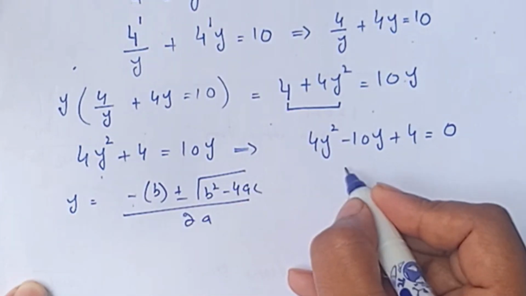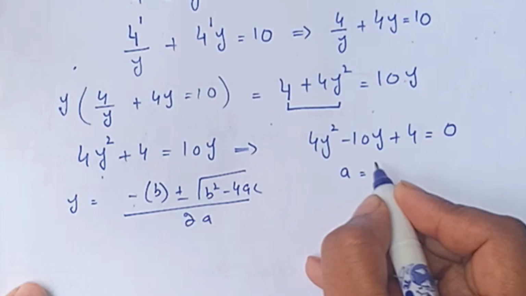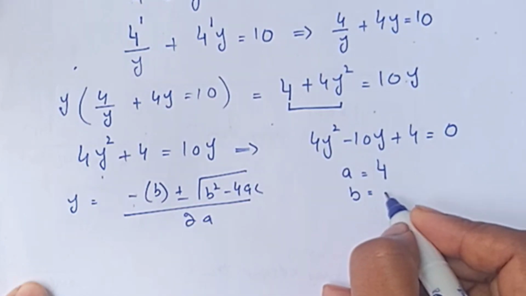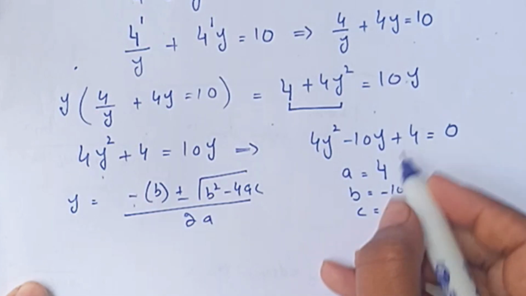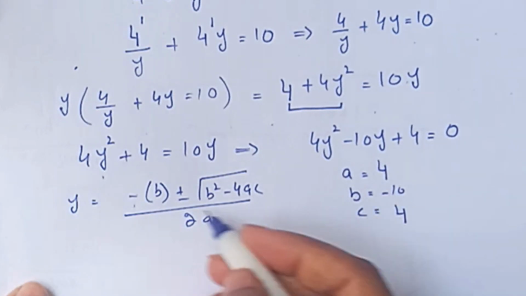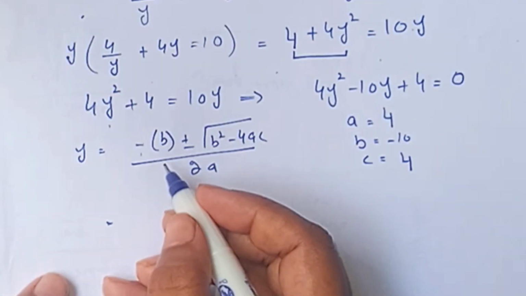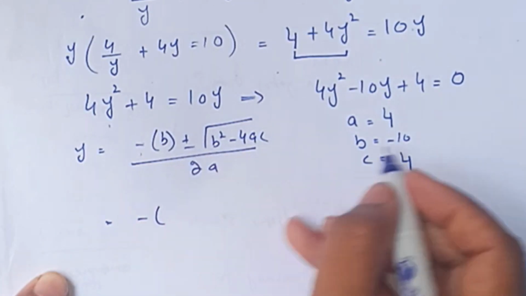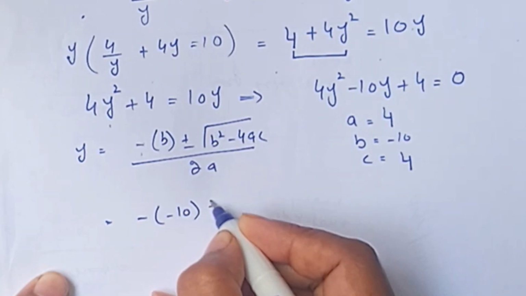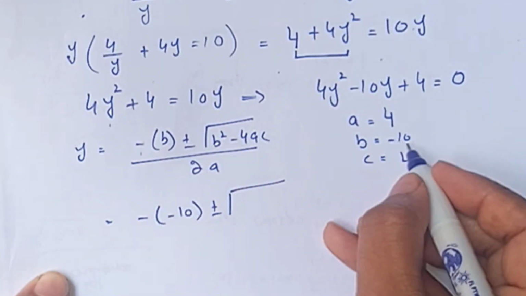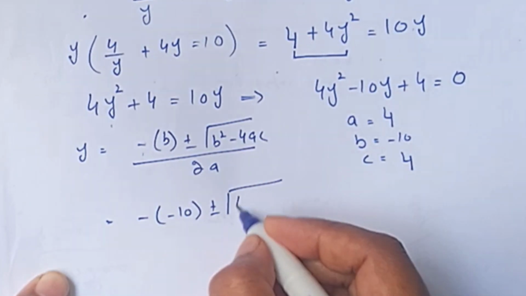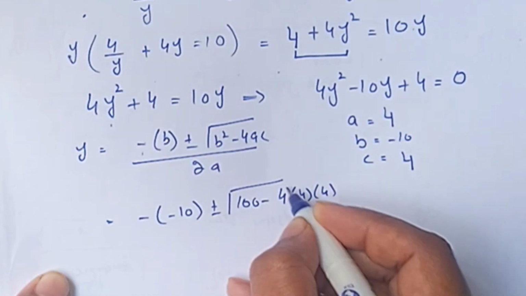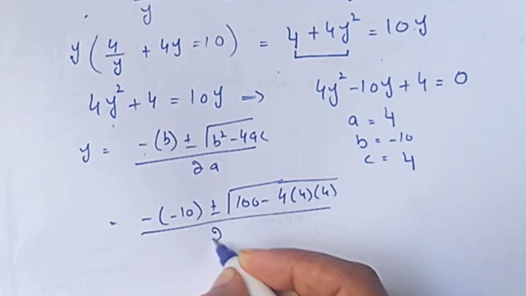The formula is y equals minus b plus or minus the square root of b² minus 4ac, over 2a. Look at this equation. What is a? a is the coefficient of y², which is 4, b is the coefficient of y, which is minus 10, and c is the constant, which is 4. So substitute these values in this formula: minus b is 10, so minus minus 10, plus or minus the square root of minus 10 squared, which is 100, minus 4 times 4 times 4, over 2 times 4.